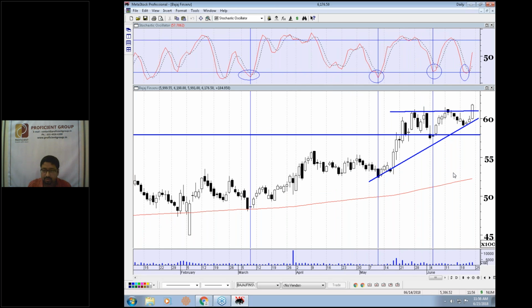In the upper part of my screen, in the upper pane, you can see the stochastic oscillator. I had explained this oscillator in my previous week's presentation. Here I am making it bold.